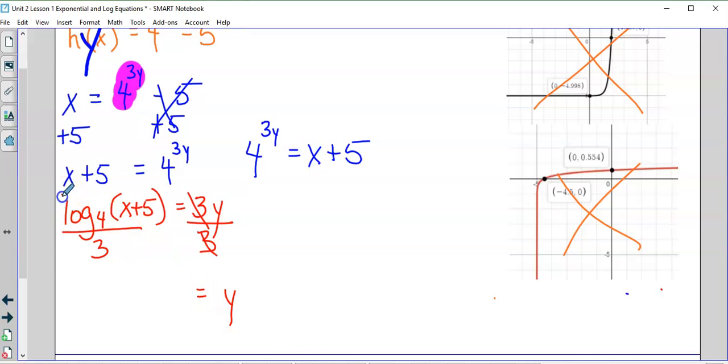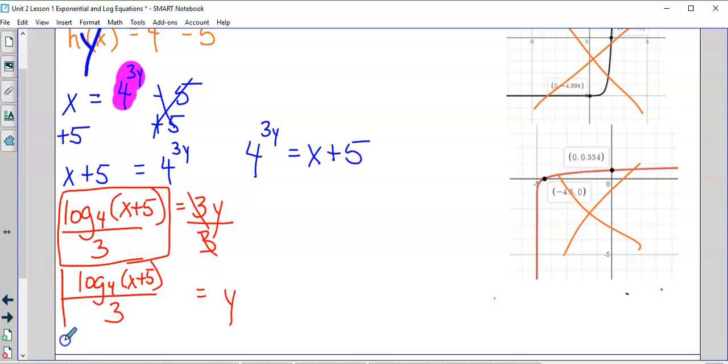And I just rewrite this whole thing. There's nothing else to do to it. I just have to rewrite it. So this is the answer right here. And if I were to graph that on Desmos, I should see one of them going one way and one of them going the other way.